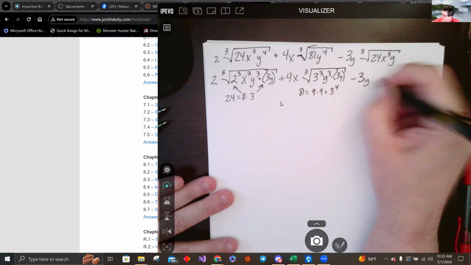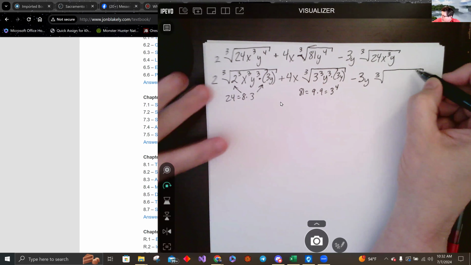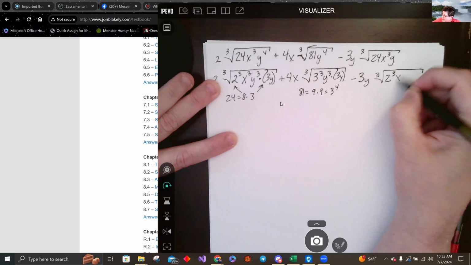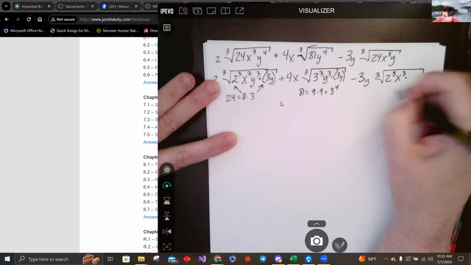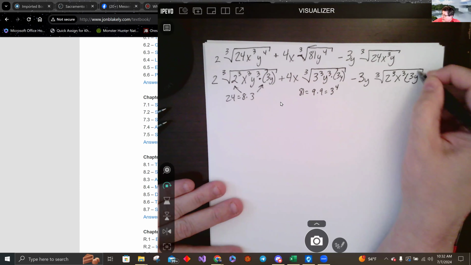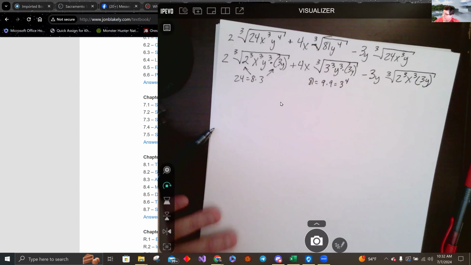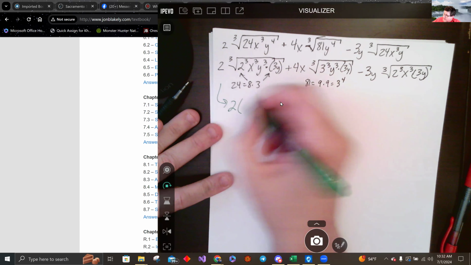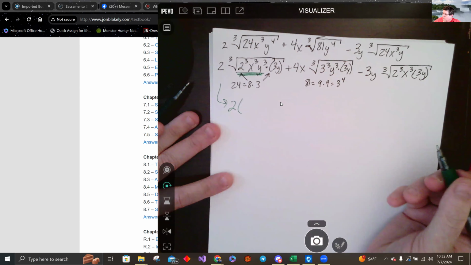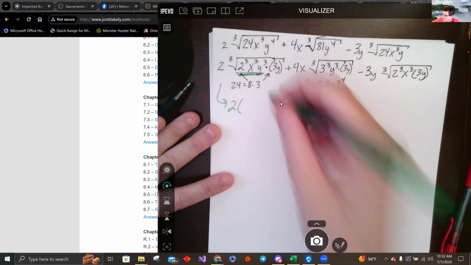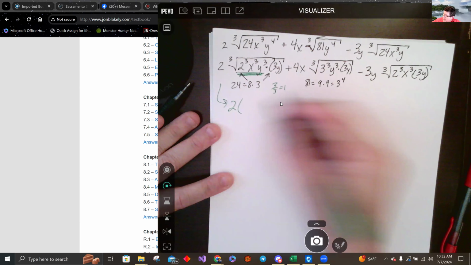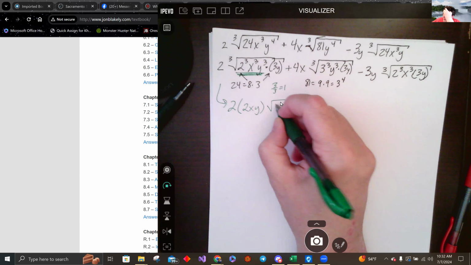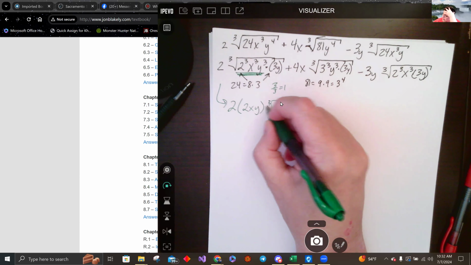Then we've got minus 3y times the cube root. We already did the 24. This is 2 cubed times 3. I got 2 cubed x cubed times, I do have that 3 and I have a y, so it looks like that's going to be our common factor. So this is 2 times, this comes out as, the 3 over 3 is a 1. So it comes out as 2xy. And we're left with cube root of 3y.